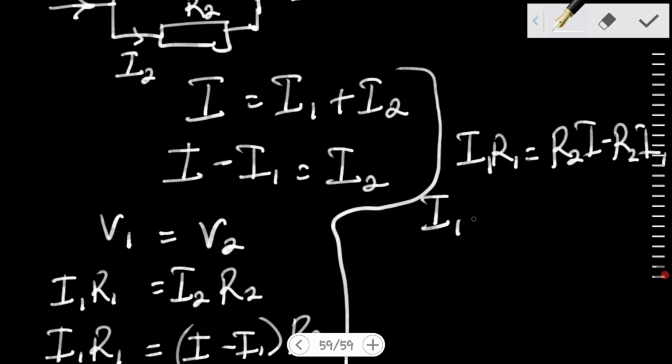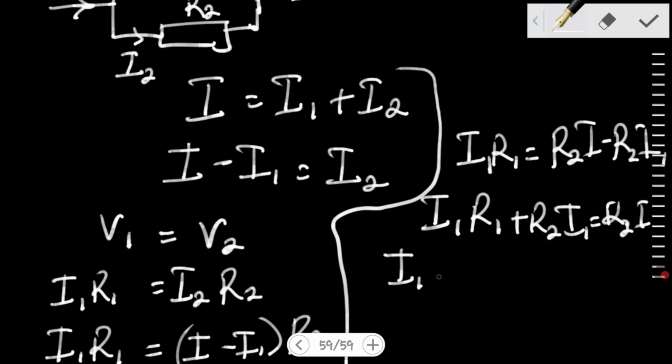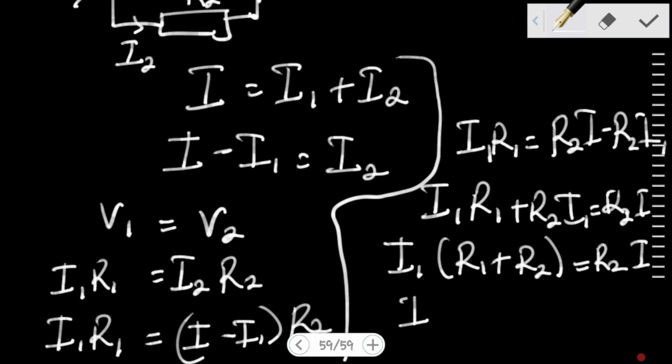That means I1 R1 plus R2 I1 will be equal to R2 I. If I factorize out I1, I1 into R1 plus R2 will be equal to R2 I. So I1 equals R2 all over R1 plus R2, multiplied by the total current.